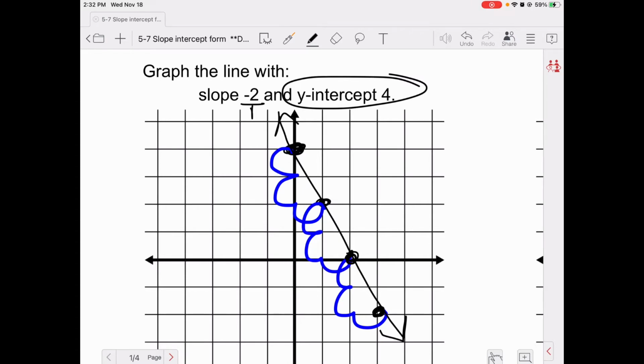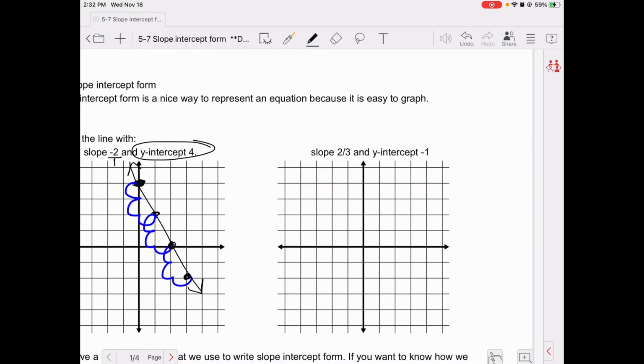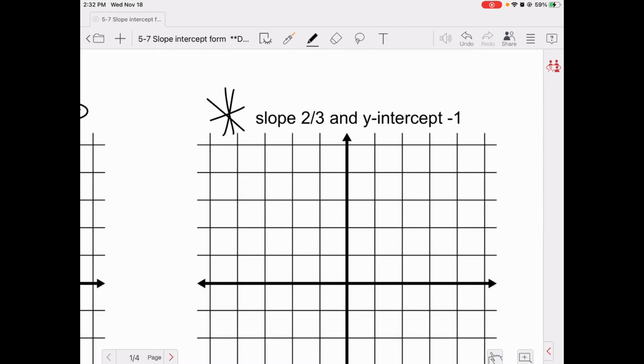Okay. All right, so I can't really ask an Edpuzzle question on this, but why don't you go ahead and pause it and try it here.